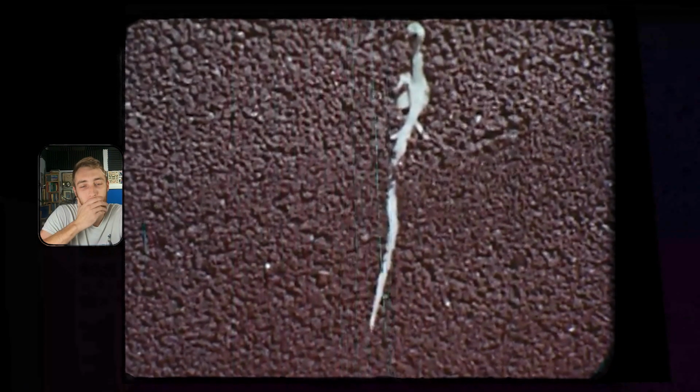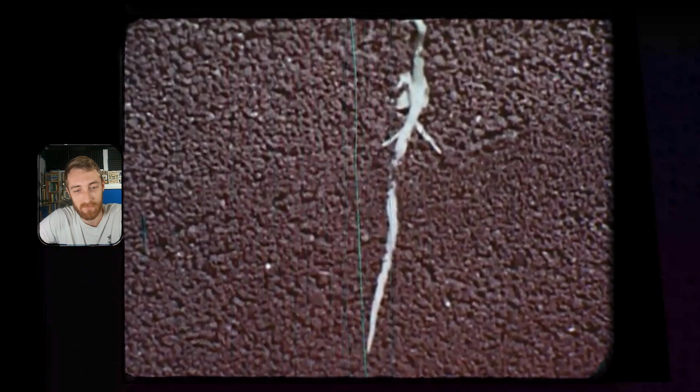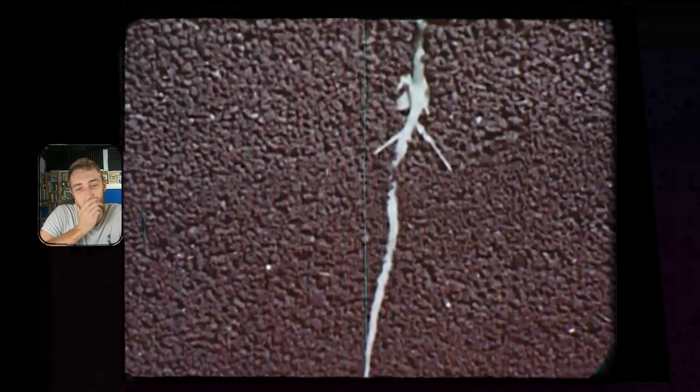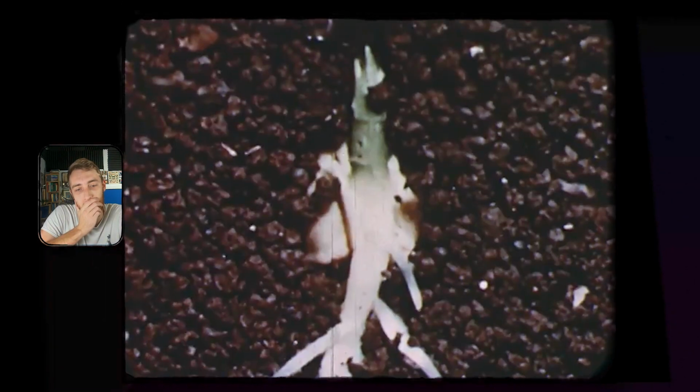Soon branch roots begin developing. Water and minerals are moving from the soil through the roots into the stem.